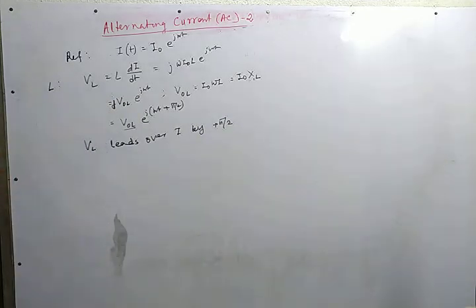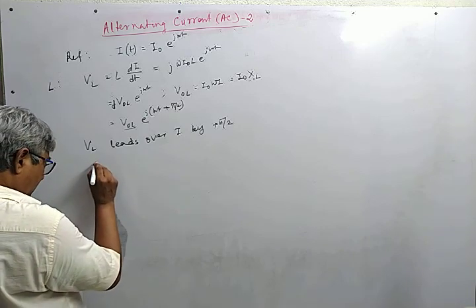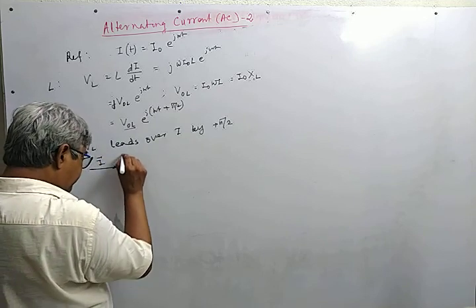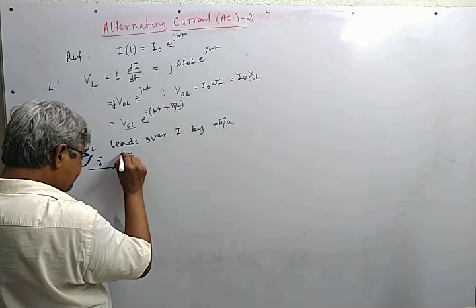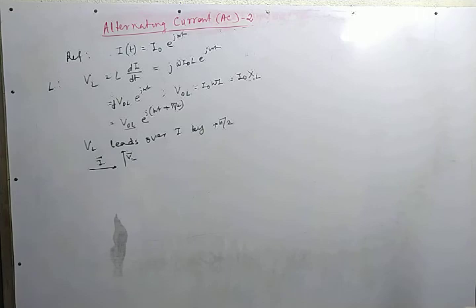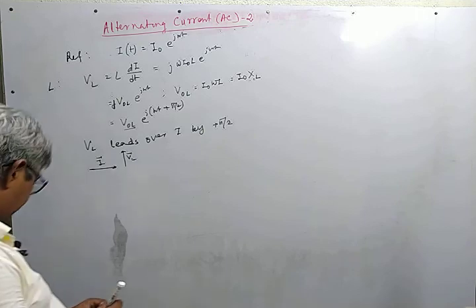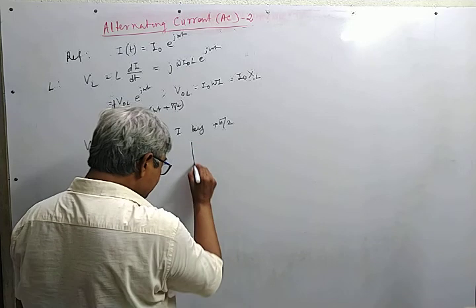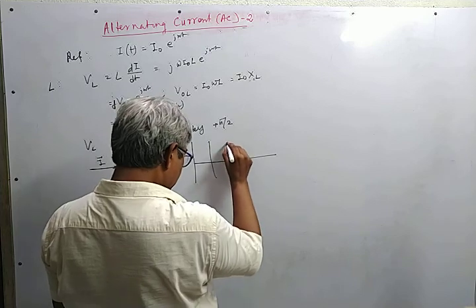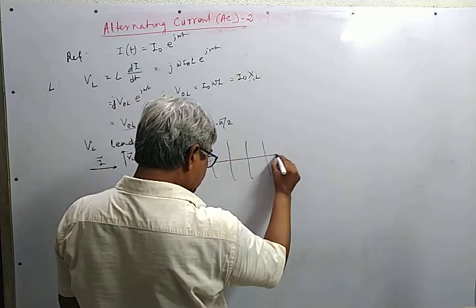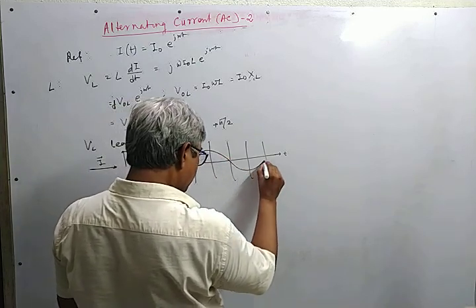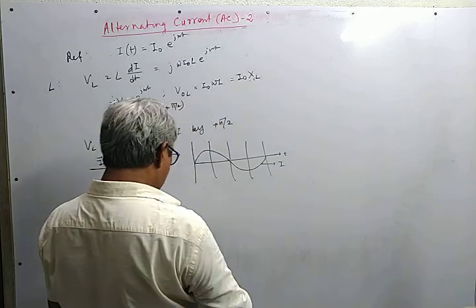So if we draw the phasor diagram, this is the I phasor and the corresponding VL phasor would be this, and the magnitude of this is given by this much, and the graphical representation would be four quarters. This is the time axis. This is I, reference I.